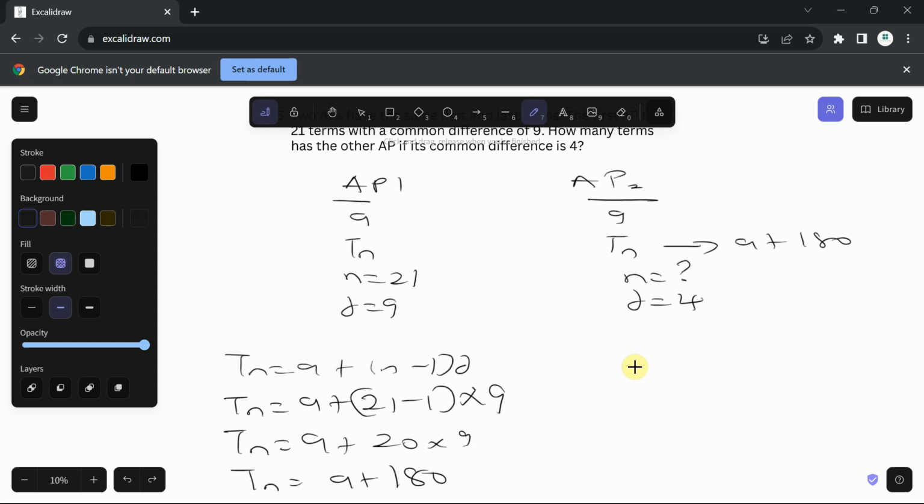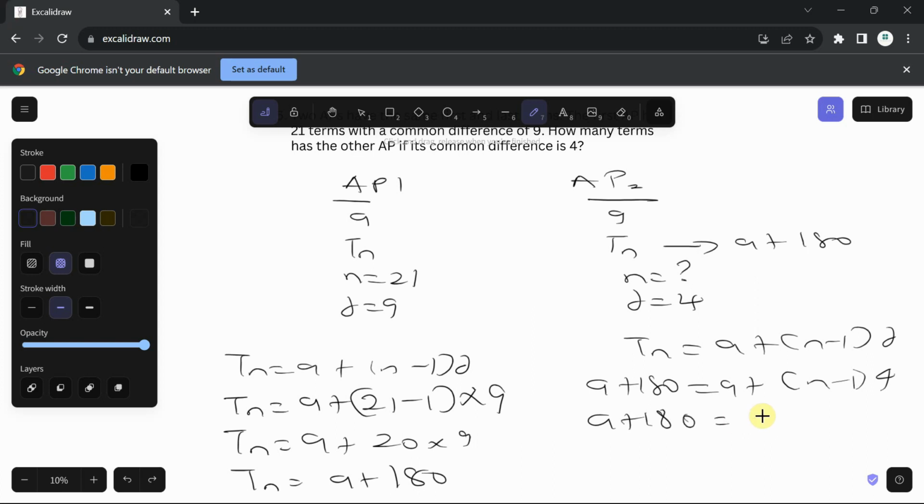So given that information, I can also use my formula. Tn is equal to A plus (n minus 1)d. We know Tn to be A plus 180, which is equal to A plus, we don't know n, but this should be (n minus 1) multiplied by d, right? And d is 4. So A plus 180 is equal to A plus n times 4 is 4n, minus 1 times 4 is minus 4, right?